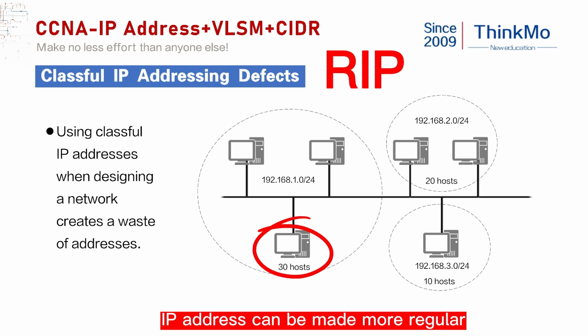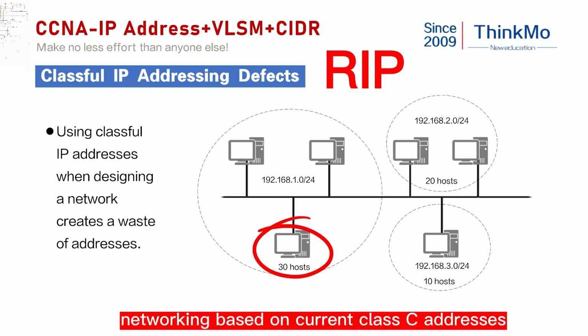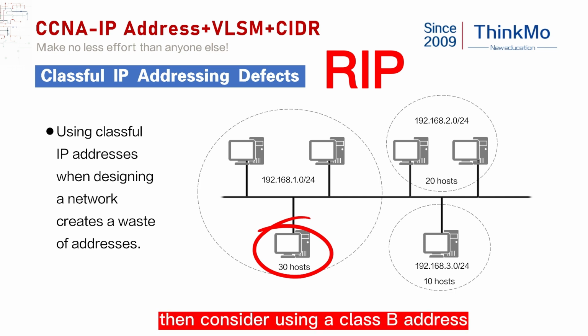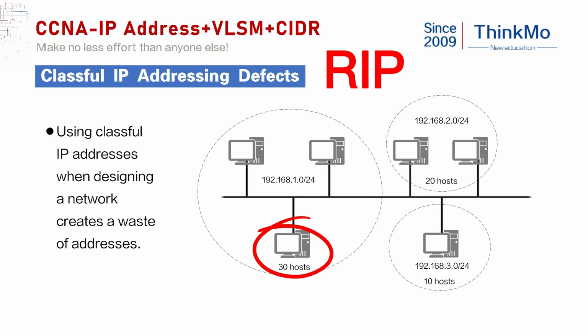IP addresses can be made more regular. And as long as it's enough, there is no need for such a huge address segment. Networking based on current Class C addresses gives at most 254 available. If it exceeds this amount, it will not work. If there are more hosts, then consider using a Class B address.